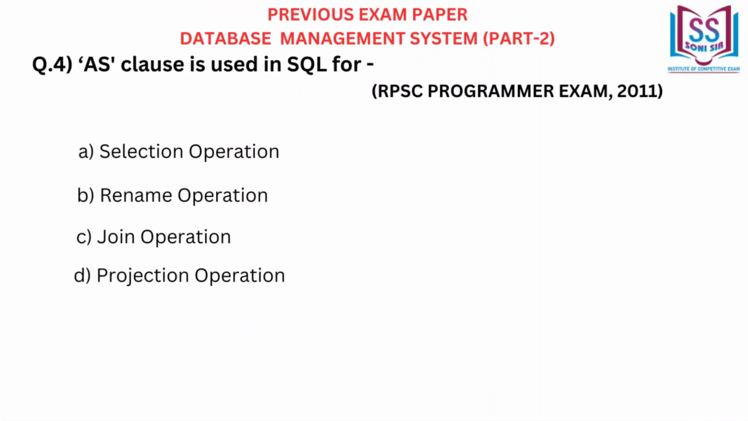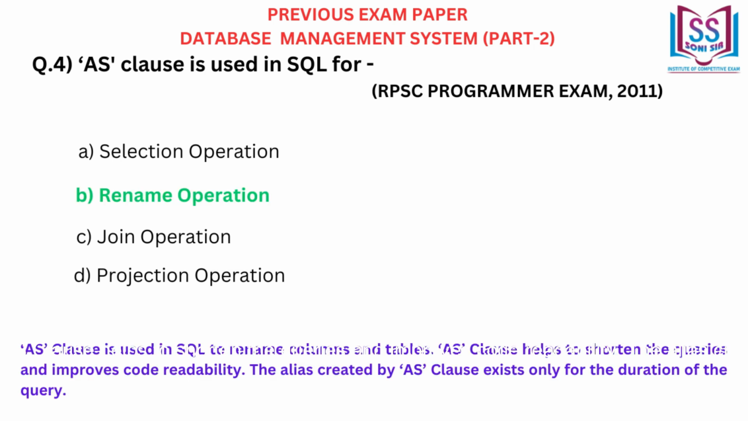execution. As clause is used in SQL for: A. Selection operation, B. Rename operation, C. Join operation, D. Projection operation. Correct answer B. Rename operation. As clause is used in SQL to rename columns and tables. As clause helps to shorten the queries and improves code readability. The alias created by as clause exists only for the duration of the query.